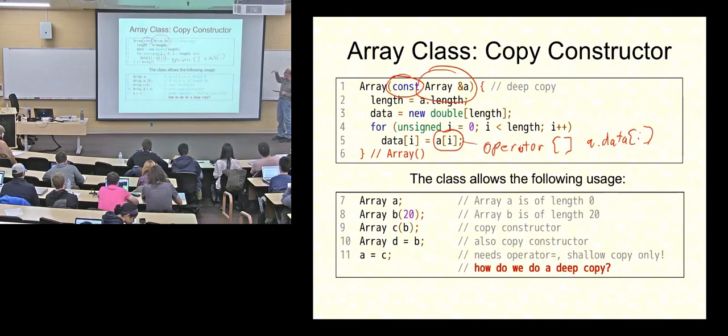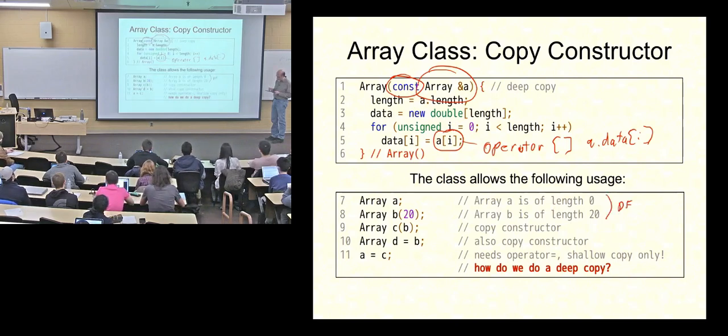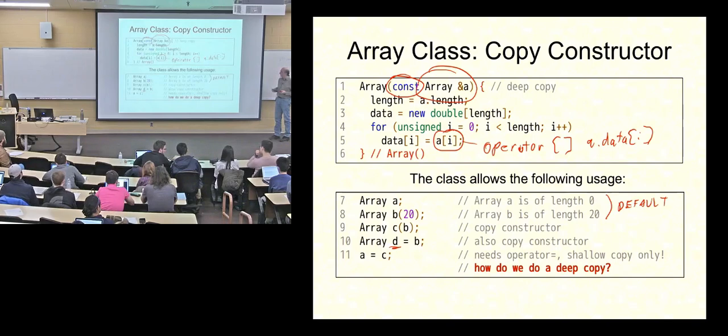So I'm assuming here in line 5 that we're going to implement operator square brackets eventually. So once I have the copy constructor, lines 7 and 8 are just the default constructor. So 7 and 8 use the default constructor to either create an empty one or create one of size 20. Lines 9 and 10 actually both use the copy constructor. One looks like a copy constructor, the other looks like assignment, but the key is that D does not exist yet. Because D is being constructed, we need the copy constructor to copy object B.